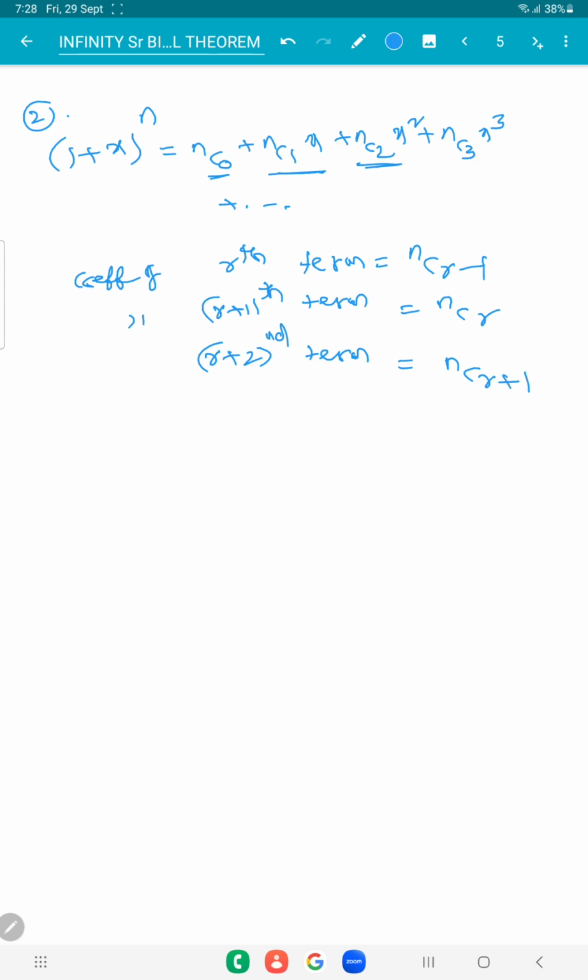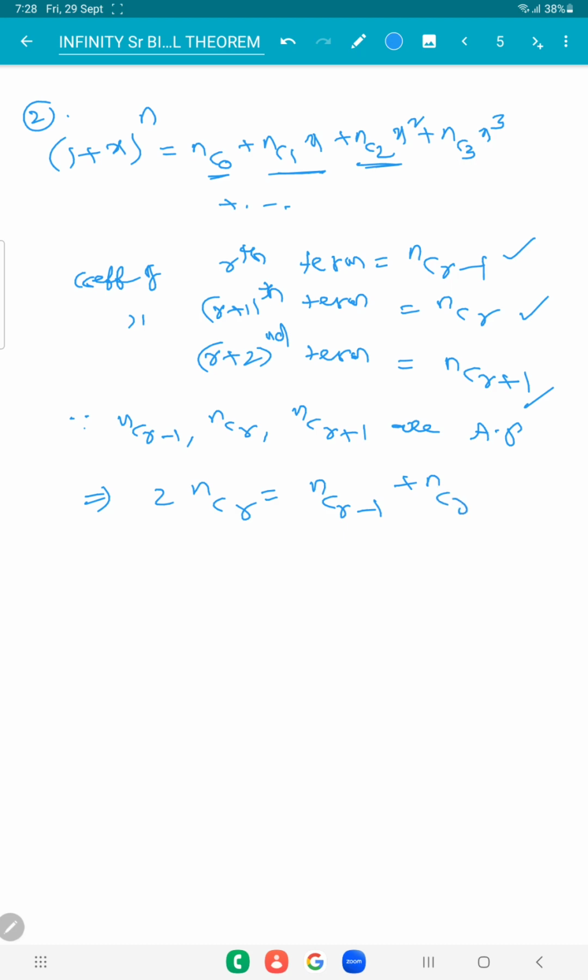What is given here is that the coefficients of the rth term, (r plus 1)th term, (r plus 2)th term are in arithmetic progression. Since nC(r minus 1), nCr, nC(r plus 1) are in AP, when three numbers are in AP, 2b is equal to a plus c. So 2 times nCr is equal to nC(r minus 1) plus nC(r plus 1). Now I am dividing by nCr on both sides.